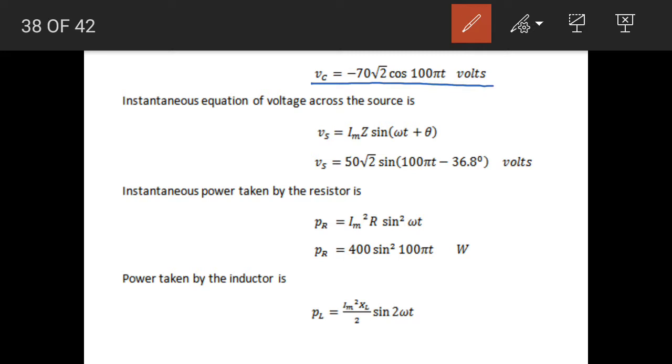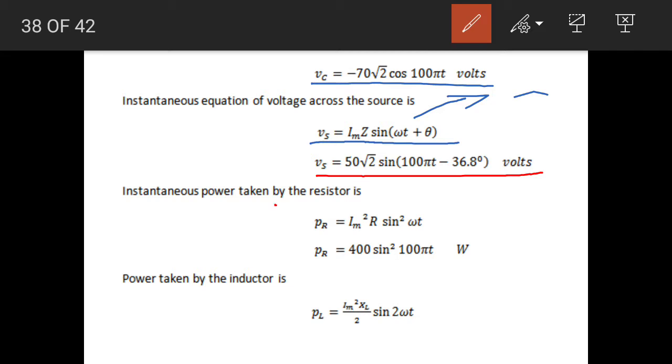We calculate the voltage across the source with the help of this particular equation. As theta is negative, there will be a minus sign over here because the entire circuit behaves like a capacitive circuit. If we put the values on the right hand side of the source voltage, we get 50 under root 2 into sine of 100 pi t minus 36.8.